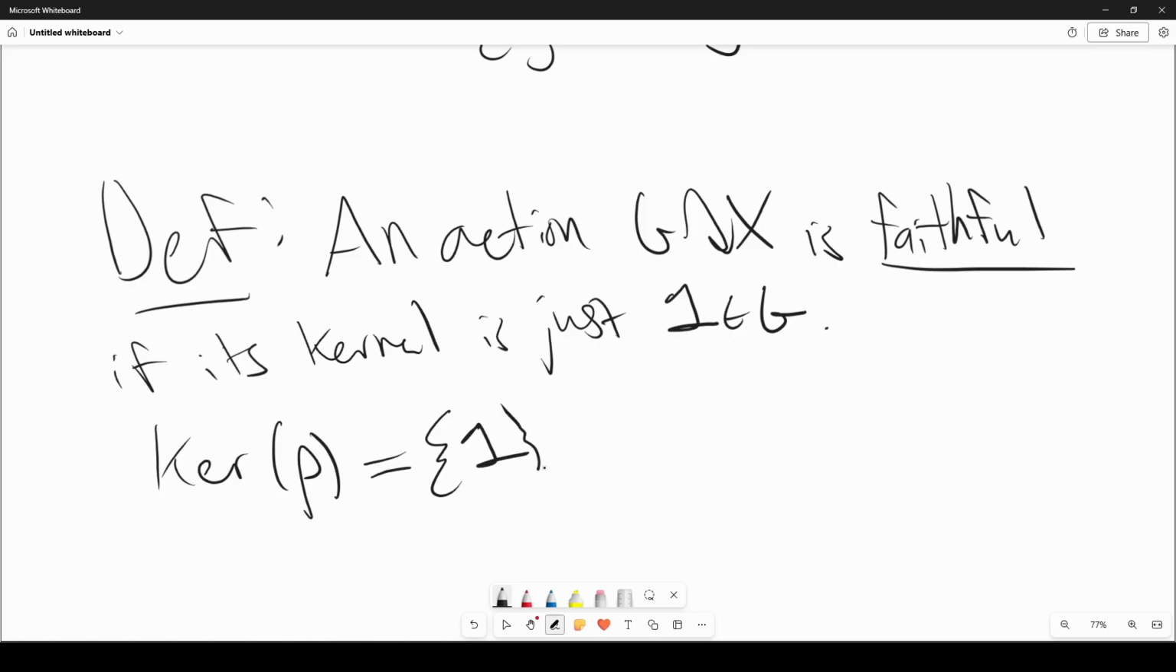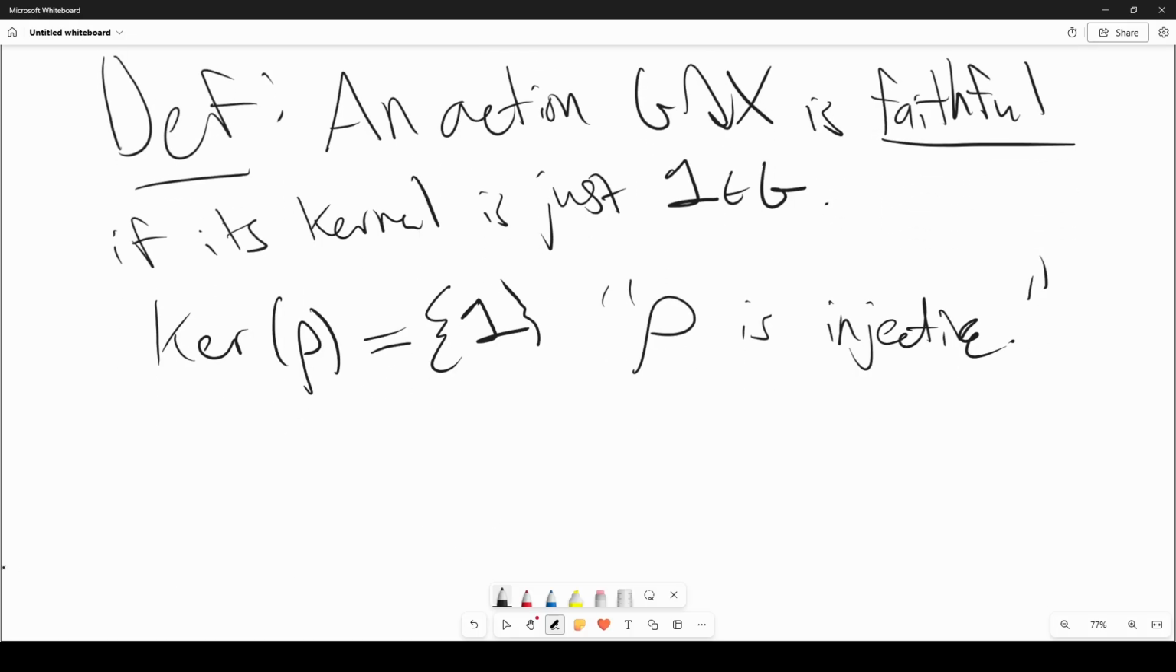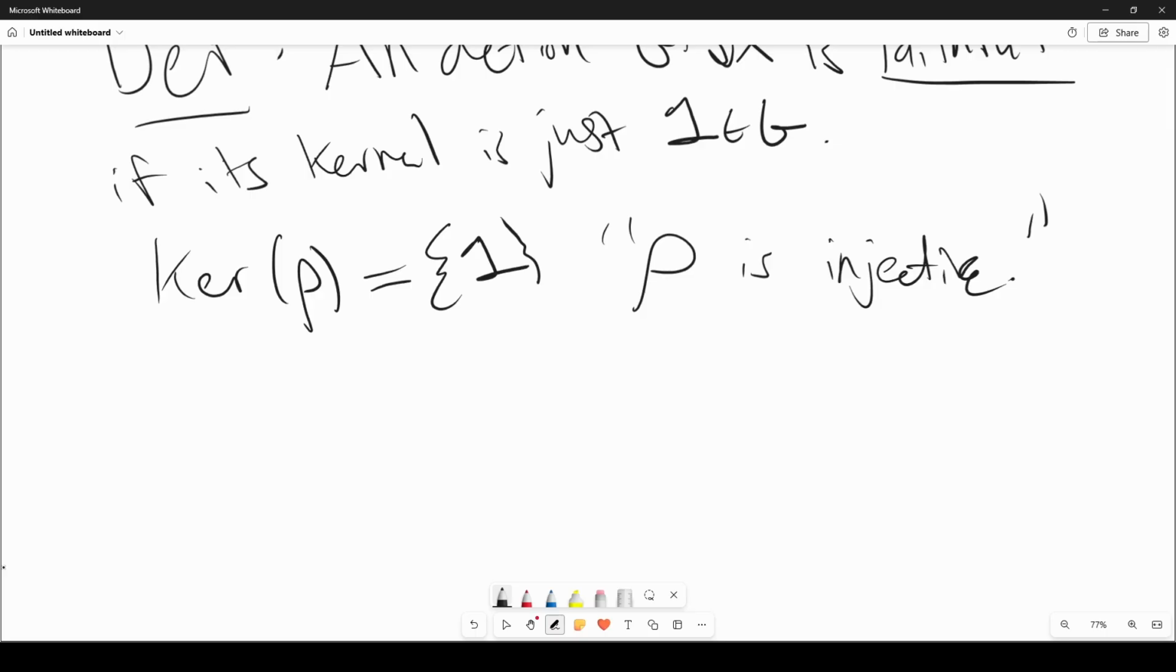And if you remember from last time, when we proved the injective homomorphism theorem, when the kernel is just the identity, this is equivalent to saying that rho is injective. So when I think of a faithful group action, I'm really thinking of this thing, which is rho is injective, because this is kind of the most useful thing you can get out of a faithful action. I also think the term faithful is very funny to have. It seems kind of arbitrary. Anyways, let's try to prove some things that you can get from faithful group actions.